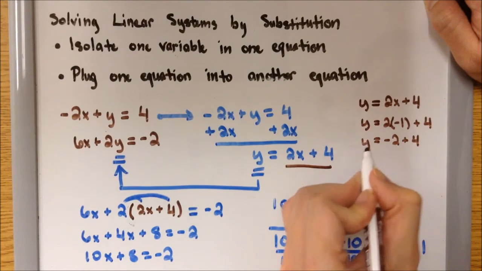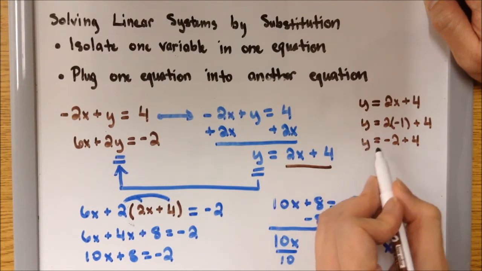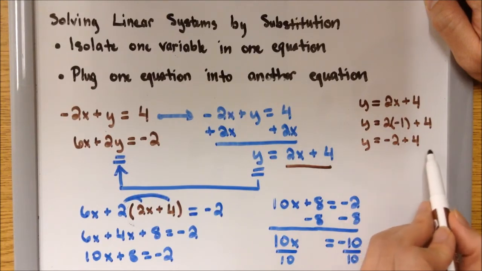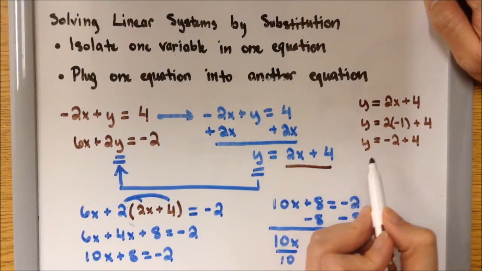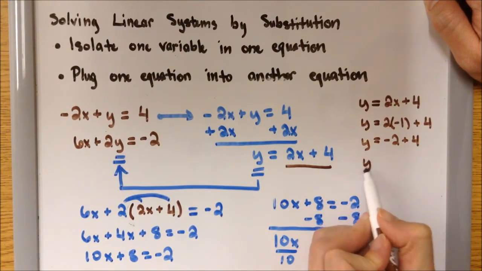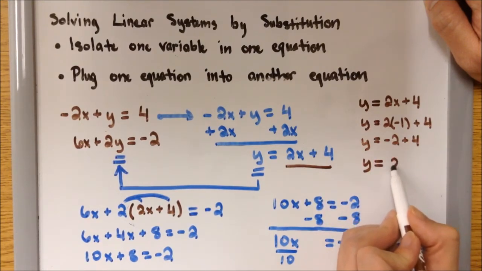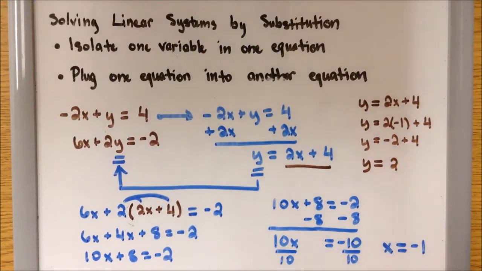You bring that y down. And then y is equal to negative 2 plus 4. If you need to use the number line, go ahead and use it to double check. But y equal negative 2 plus 4 would simply be a positive 2. So that will be our answer.